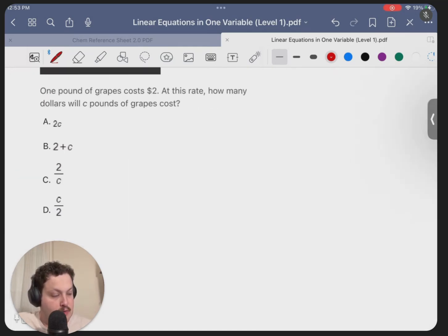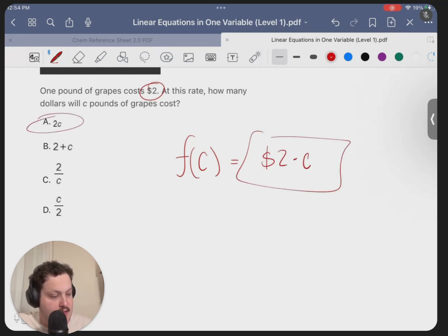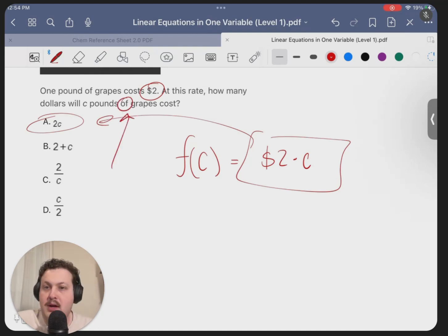1 pound of grapes costs $2. At this rate, how many dollars will C pounds of grapes cost? So a function, or the cost of the grapes, with the input variable being how many pounds you put in, C, would be $2 times each pound you do. And that's another way of saying that. It's multiplication. Side note, I may be able to talk about this later, but there's certain words in English that mean certain arithmetic signs. Of usually means multiplication.